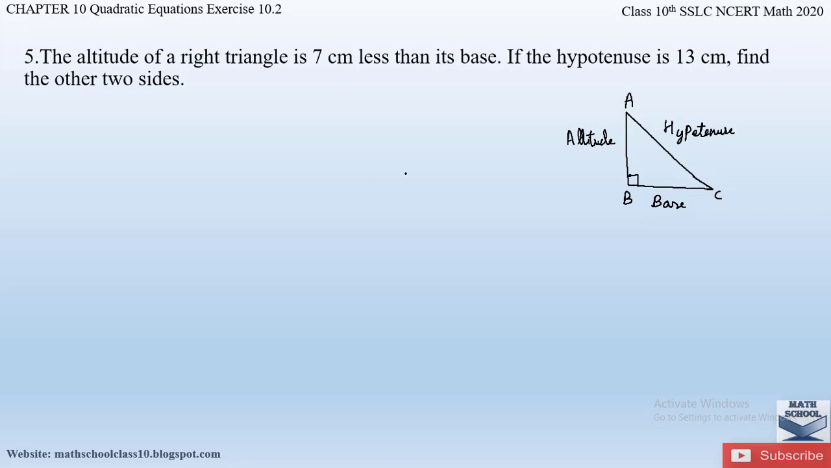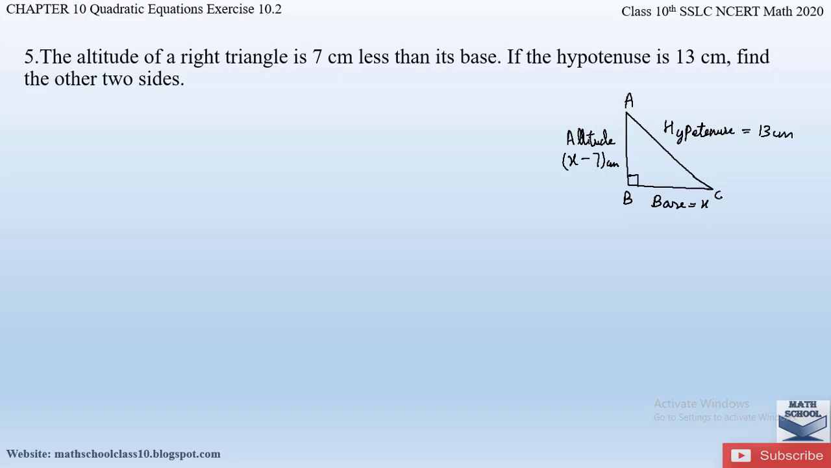Now they are saying that the altitude of a right angle triangle is 7 centimeters less than its base. If we assume the base to be x centimeters, then the altitude will be 7 centimeters less than its base, that is x minus 7. So the altitude is x minus 7 centimeters. Also, they are saying that the hypotenuse is equal to 13 centimeters.